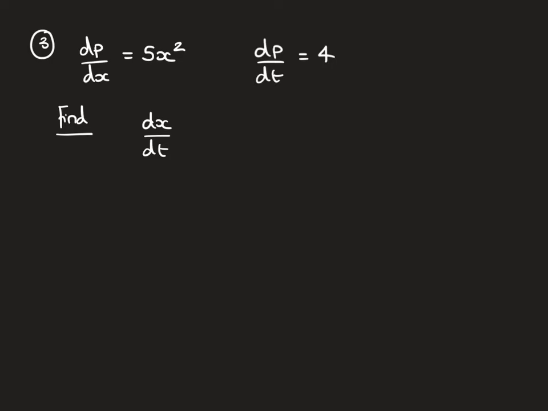dp by dx is 5x squared, dp by dt is equal to 4, and we need to find dx by dt. So how am I going to do that? Well, I notice the fact that there's an x here, so I need there to be dx by something. And I notice the fact that there is a t here, so I need something by dt. Now, the only other variable that's involved in all of this is p. So if I make this dx by dp and dp by dt, this will then work out. And what I've done is I've made use of the chain rule here again.